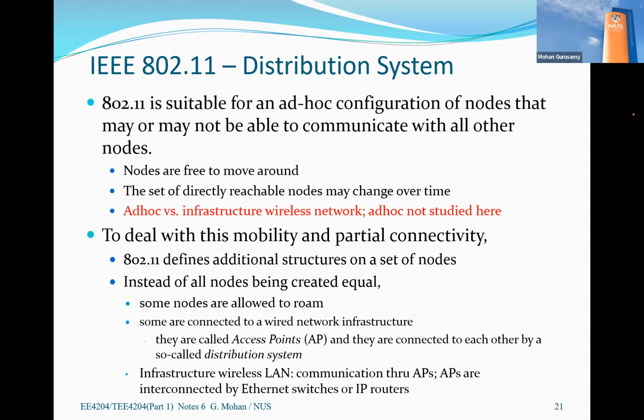As I explained in the beginning of the discussion of the wireless LAN topic, there are two possible wireless systems. One is ad hoc, the other one is infrastructure based. When we say infrastructure based, that means the nodes or hosts cannot directly communicate with each other. They don't communicate. Instead, they communicate with what are called access points.